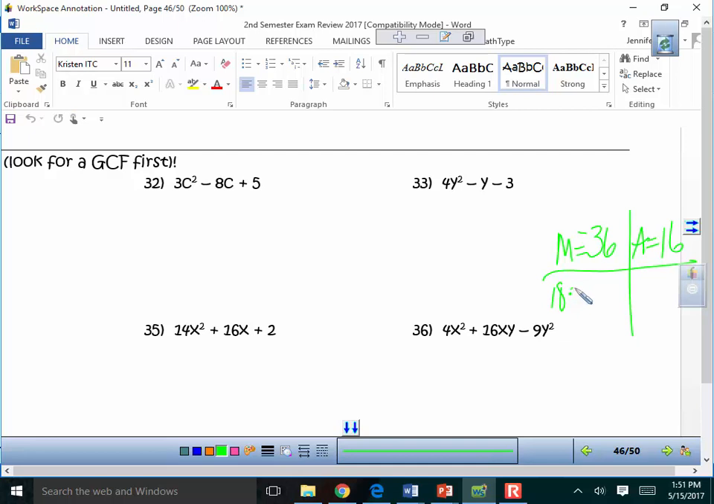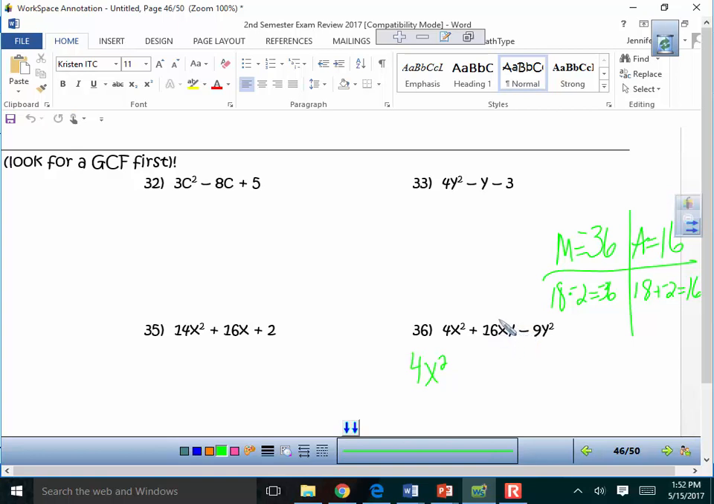So 18 times negative 2 is negative 36. And what is 18 plus negative 2? 16. Good. So we're going to bring our first term down, 4x squared. Remember, all we're doing when we are factoring by the trinomial method is rewriting it in 4 terms so that we can factor by grouping.